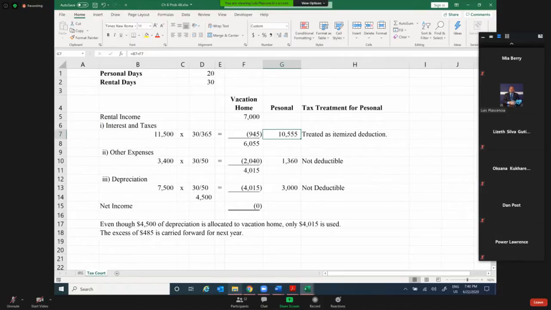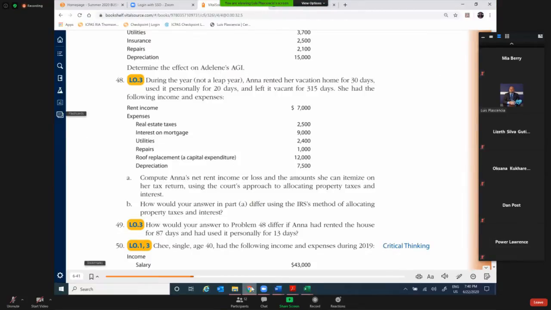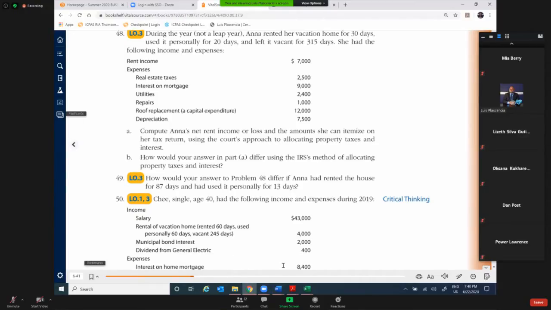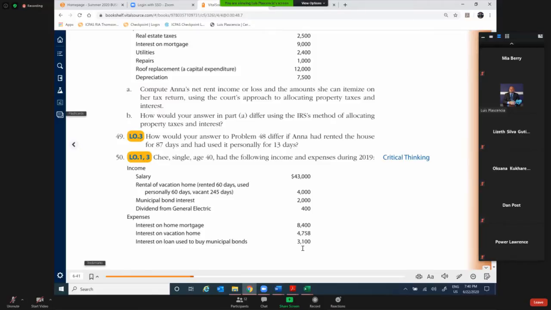All right, let's do 49. I do have the answer for 49, but think about this for a second. How would your answer to problem 48 change if Anna rented the house for 87 days? That's more than the 14 days, right? So it's rental income, but she used it personally for 13 days. What's the right criteria for a vacation home?